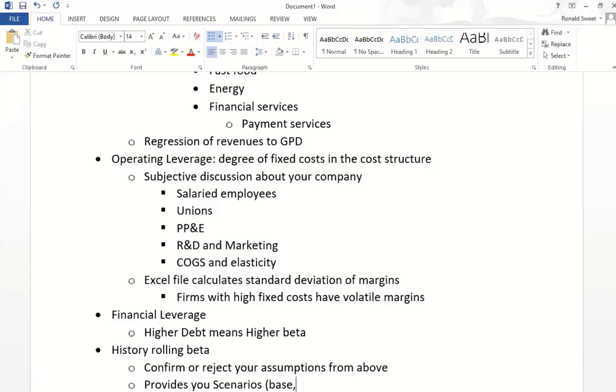Your base, high, and low. So I'm going to say we're going to do the rolling beta, and we're going to do it with the median, the 90th percentile, and 10th percentile, and that will probably help you get those scenarios. What's the highest my beta could be, what's the lowest it could be. And remember, your high case is your lowest beta because it's going to be your highest price, and your low case is your highest beta.